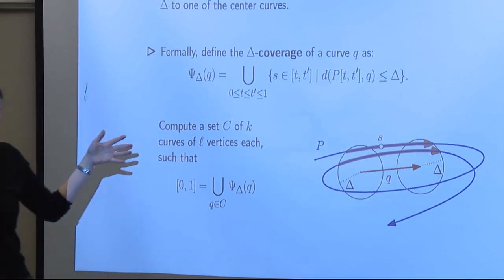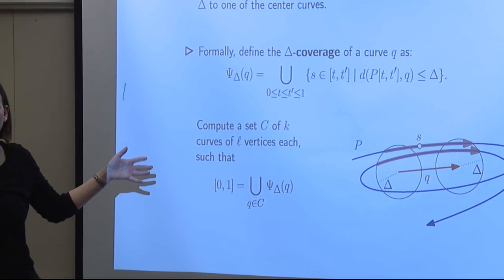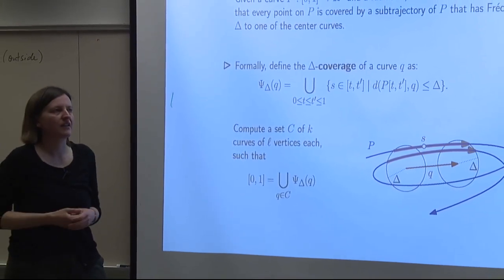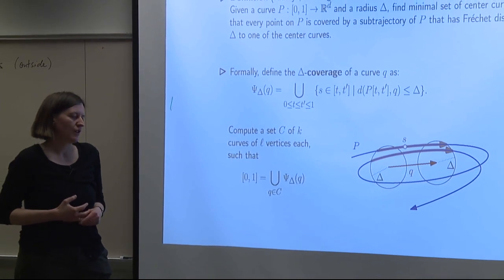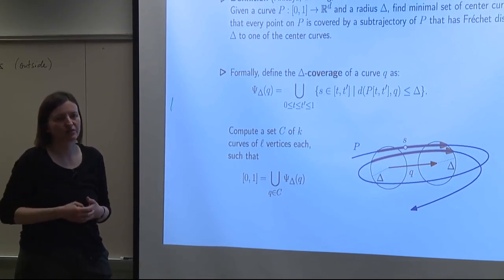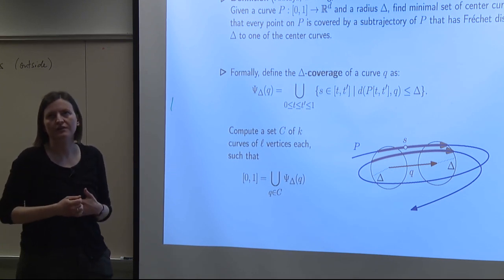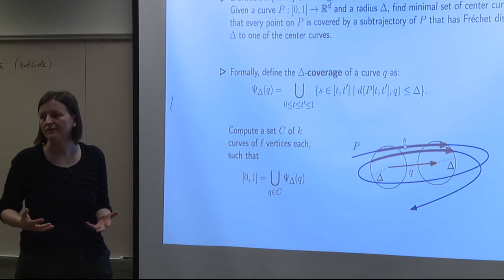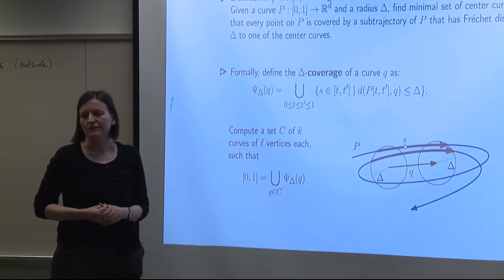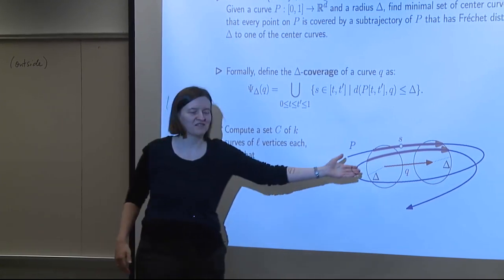This is my coverage. You can think of this set as a set of subintervals from the 0, 1 interval. And depending on how complicated the curve P is, there could be many intervals, many disjoint intervals that are just described as one set defined by Q. And then we want to cover the entire interval 0, 1 using these sets, and we can choose them freely.